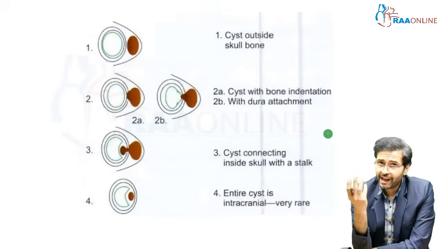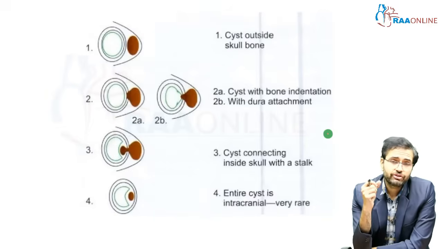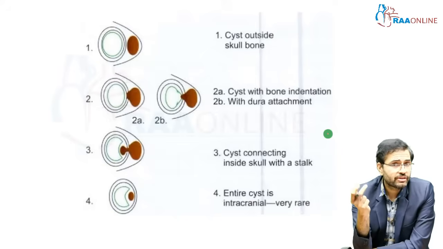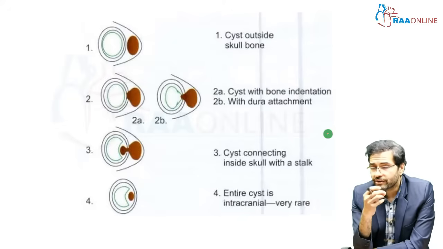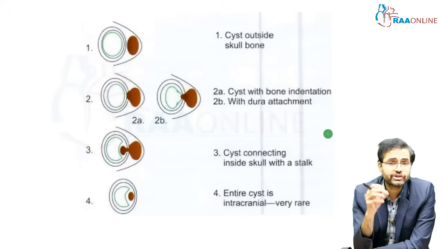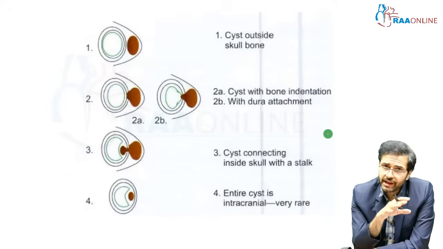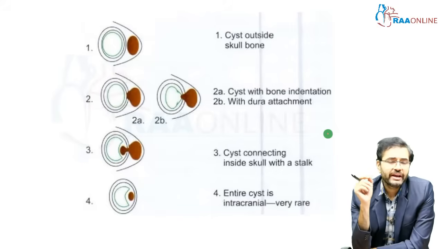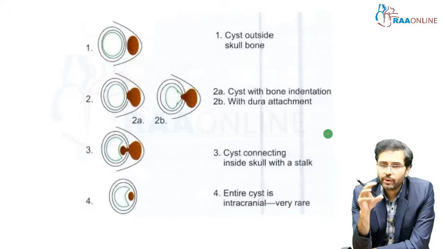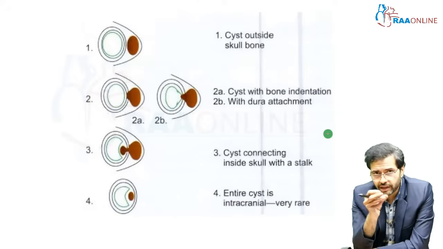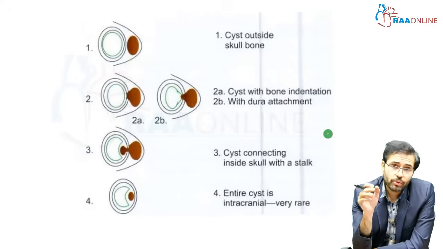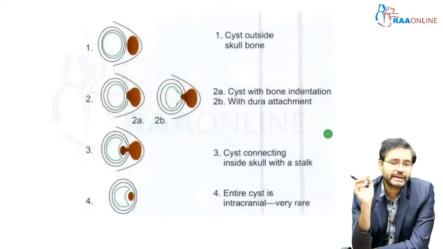Scalp dermoids, based on the extent of the lesion, can be divided into type 1, 2, 3 and 4. Type 1 is a cyst located outside the skull, that is, there is no intracranial invasion and no indentation onto the skull table or the calvarium. Type 2 can be divided into 2A and 2B. 2A is a cyst with a bony indentation. 2B is a cyst with dural involvement. Type 3 is a dumbbell dermoid, wherein you have a component located subcutaneously and another component which is intracranial. Type 4 is a purely intracranial dermoid, which is extremely rare.